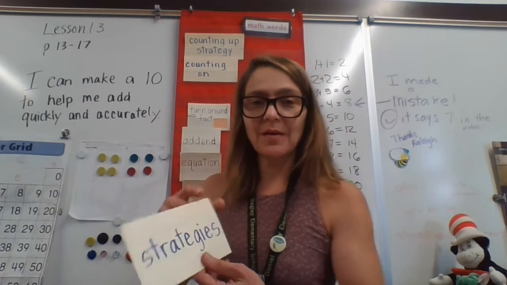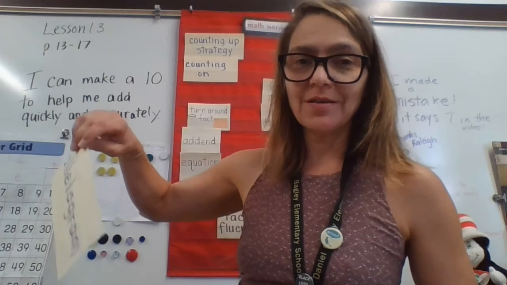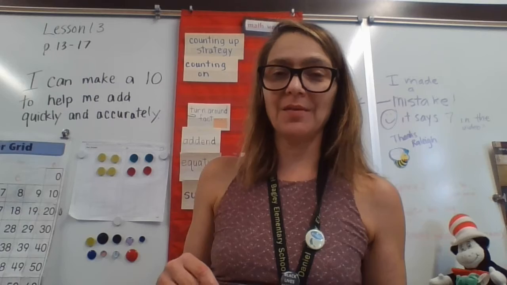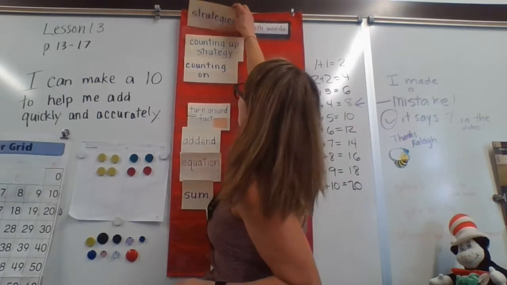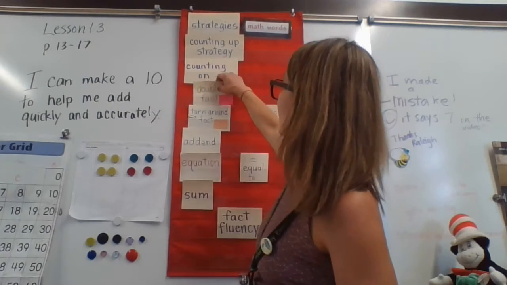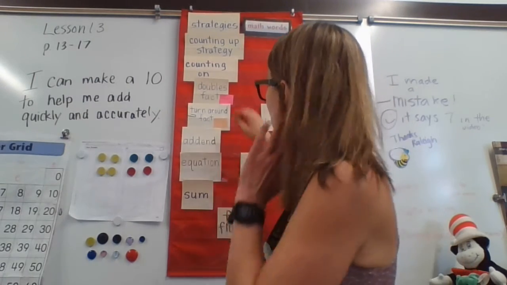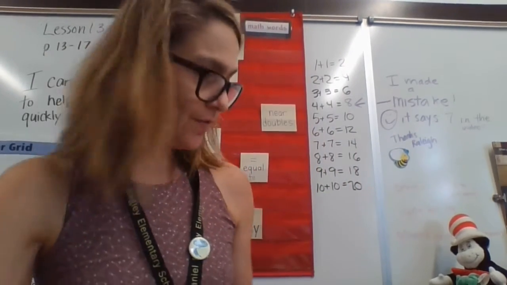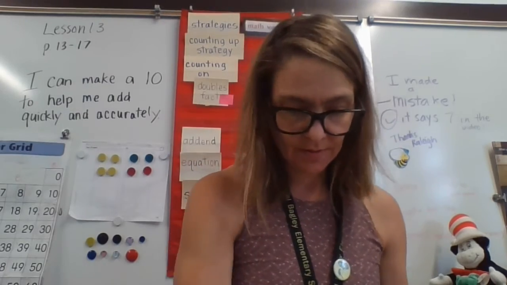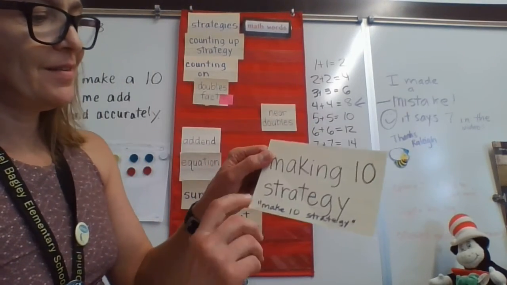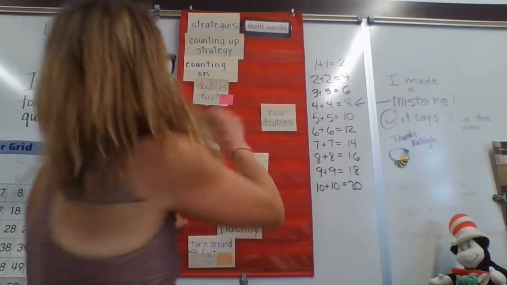Okay, and we develop and build a whole bank of strategies to use because different strategies apply better at different times for different equations. So we've already learned the counting up strategy. We have learned the doubles fact strategy. And today we are learning about the making tens strategy. Not sure if I have a word card for that yet. Around here somewhere. Here it is, making 10 strategy. It's also known as make 10 strategy.